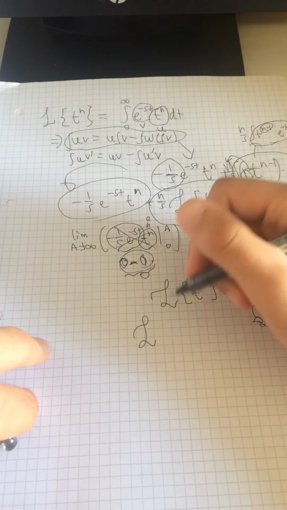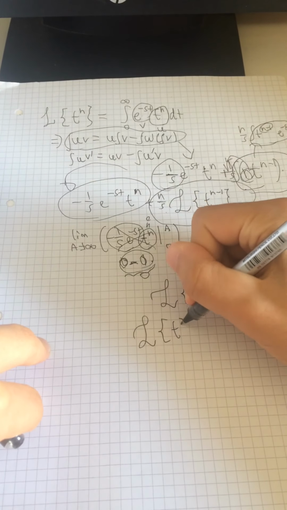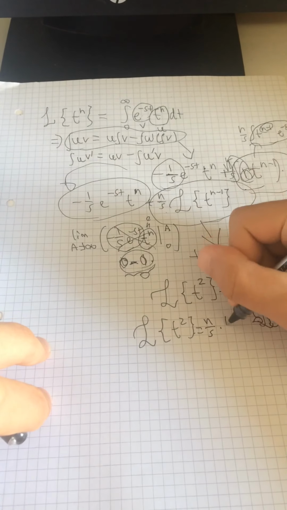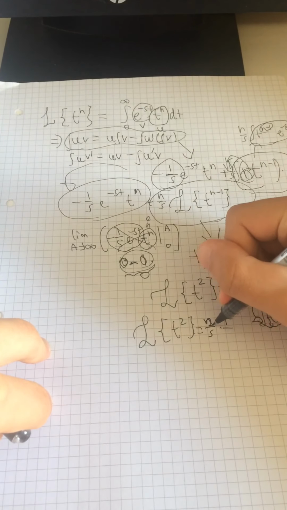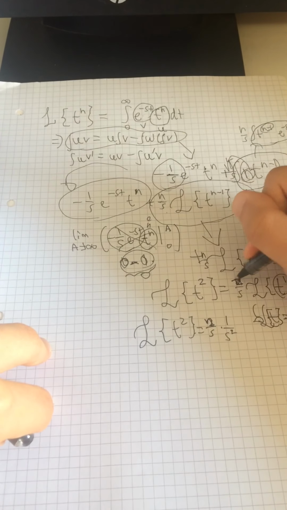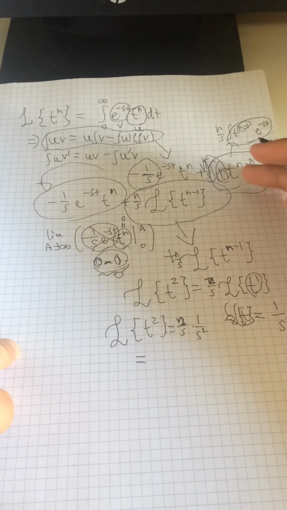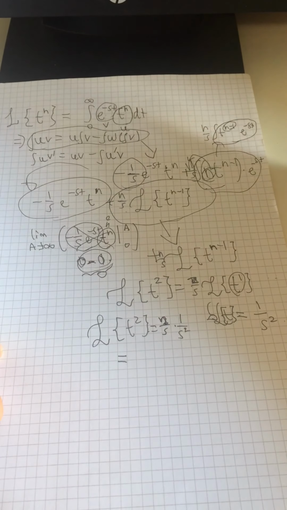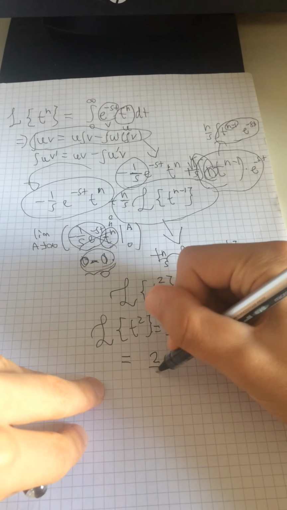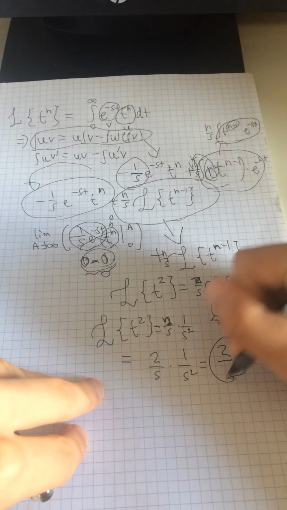So then I can confidently say that the Laplace transform of t squared is going to be n over s times 1. Well, 2 over s squared. Yeah, this is 2. I was thinking about a generalized form and didn't really get to do the particular case, so I'm just going to do it now. So then 2 over s times 1 over s squared. Yeah, that's what you get.